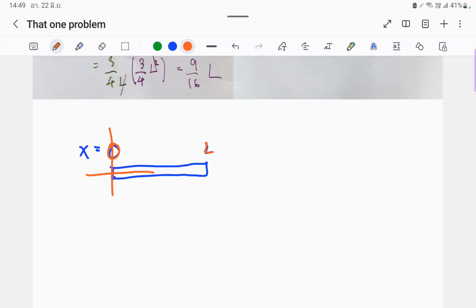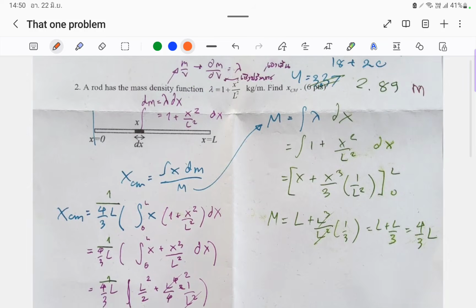Yeah, straightforward, right? But the problem suggests that this rod has a mass density function lambda equal to this thing, kilogram per meter. Find x_cm. What does this mass density function even mean? Some might ask. It's simple.